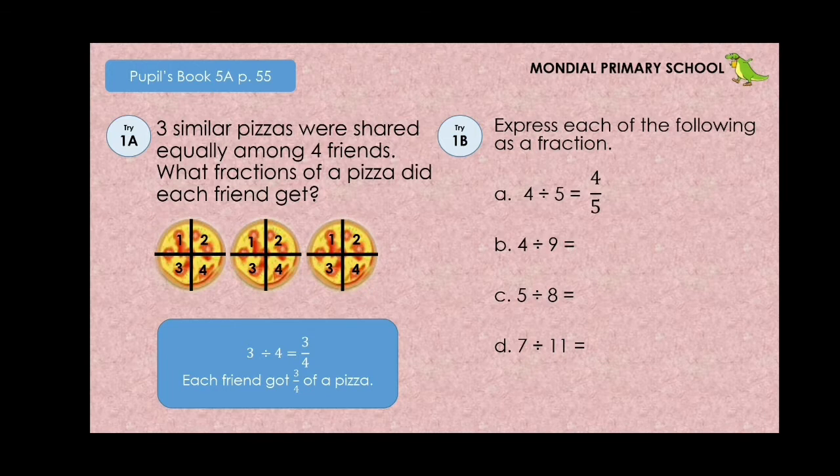Great! So, how about B? 4 out of 9. Fantastic! See? 5 divided by 8 equals 5 out of 8. Perfect! The last, D. 7 divided by 11 equals 7 out of 11. Well done. Easy, right?